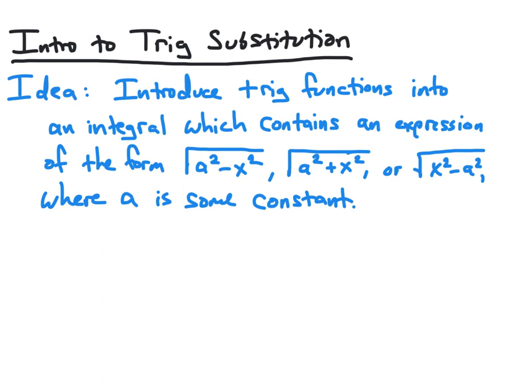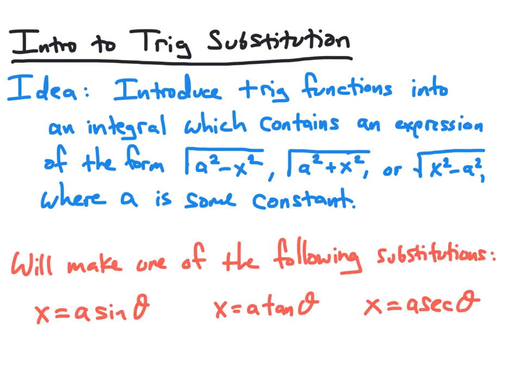In particular, we're going to look at how to introduce these trig functions and make this substitution when we have an integral of a function that contains one of these three expressions: something of the form the square root of a squared minus x squared, the square root of a squared plus x squared, or the square root of x squared minus a squared, where a here is just some constant. It's some real number that we'll have in our expression.